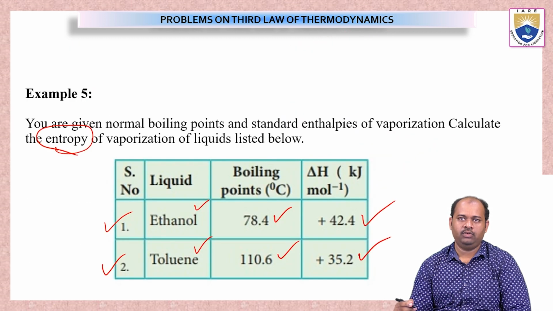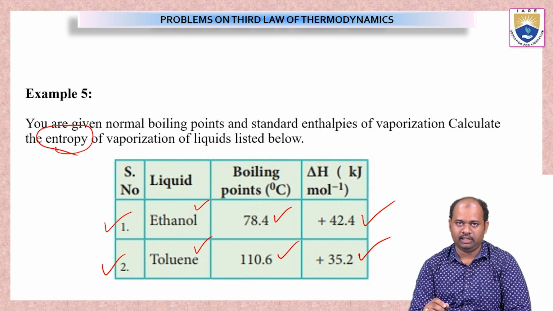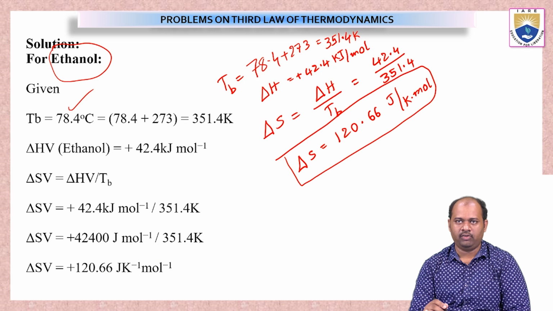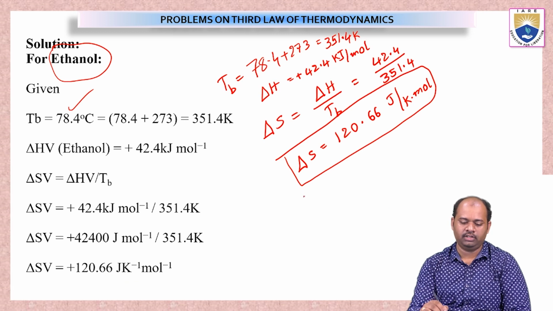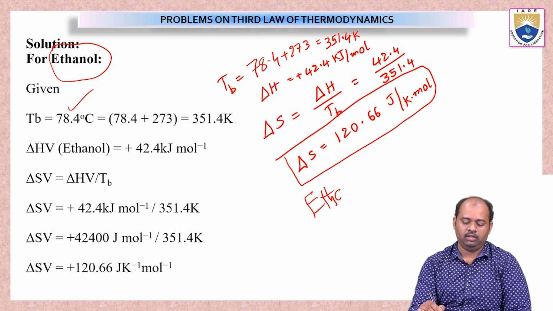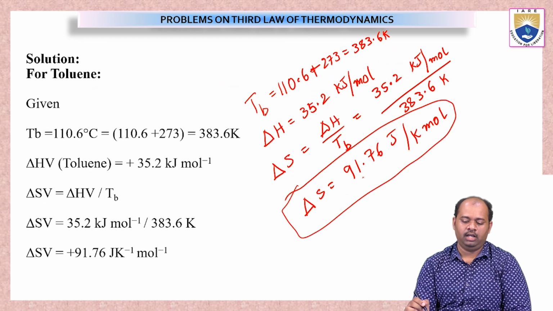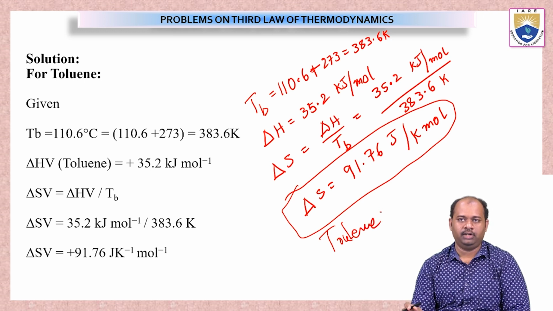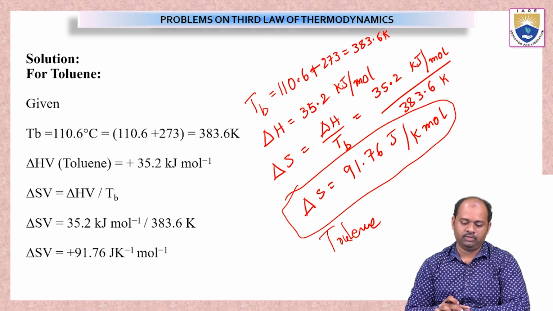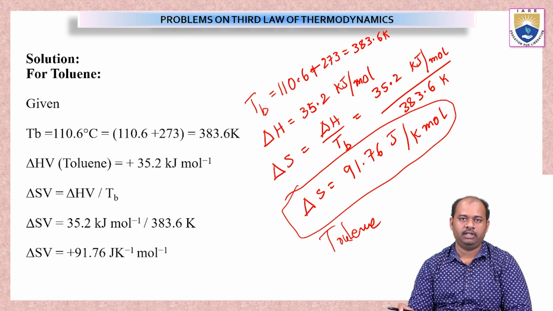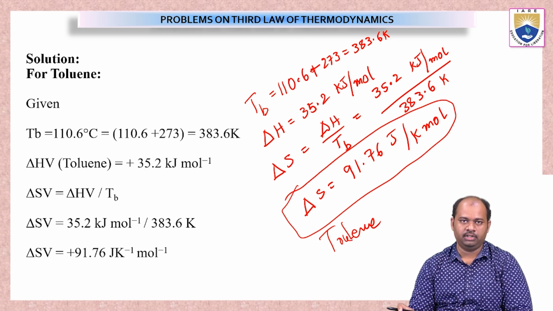Now in the given question, there are 2 parts: we have to calculate the entropy for ethanol and toluene. We have calculated the values; this is for ethanol, and this is for toluene. So both the values are calculated separately. Now in the coming lectures, we are going to see some more examples related to the laws of thermodynamics.